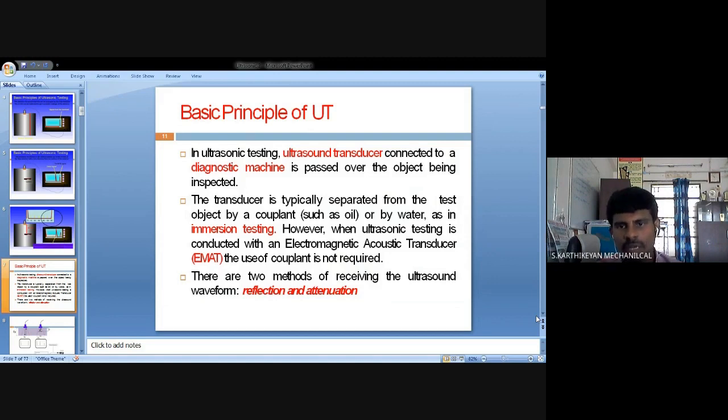However, ultrasonic testing can be conducted with electromagnetic acoustic transducers, in which the couplant is not actually required. Electromagnetic acoustic transducers do not require couplants because they are magnetized, so there is less possibility of damaging the workpiece. So a couplant is not essential. Next, ultrasonic waves, reflection, and attenuation. We will see it further.